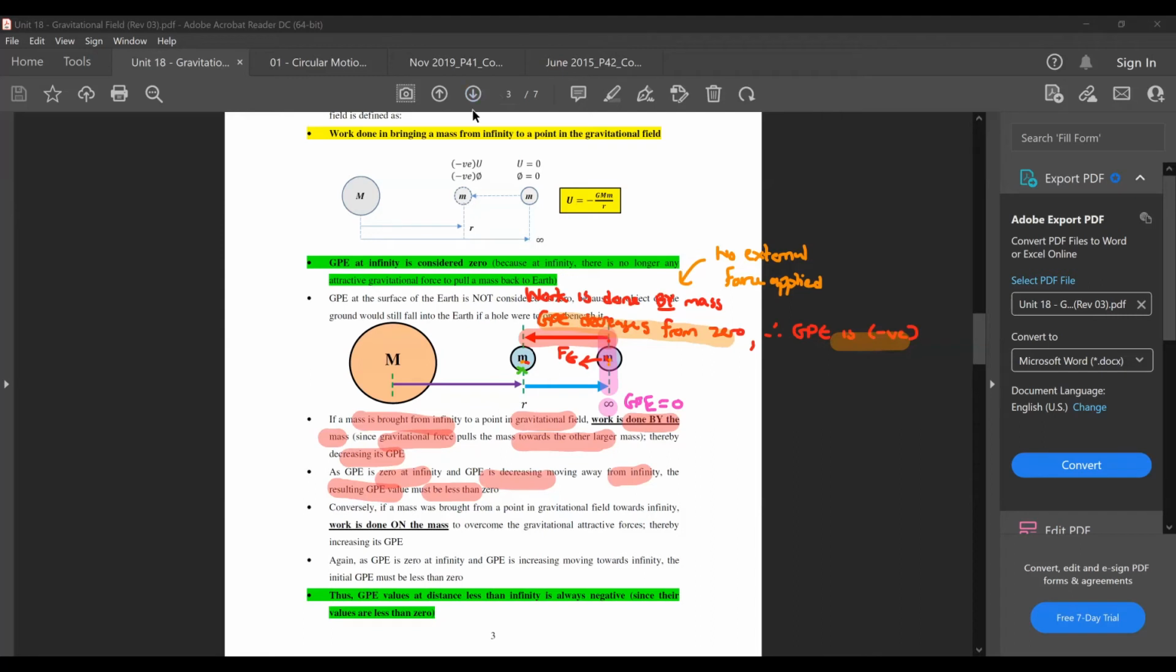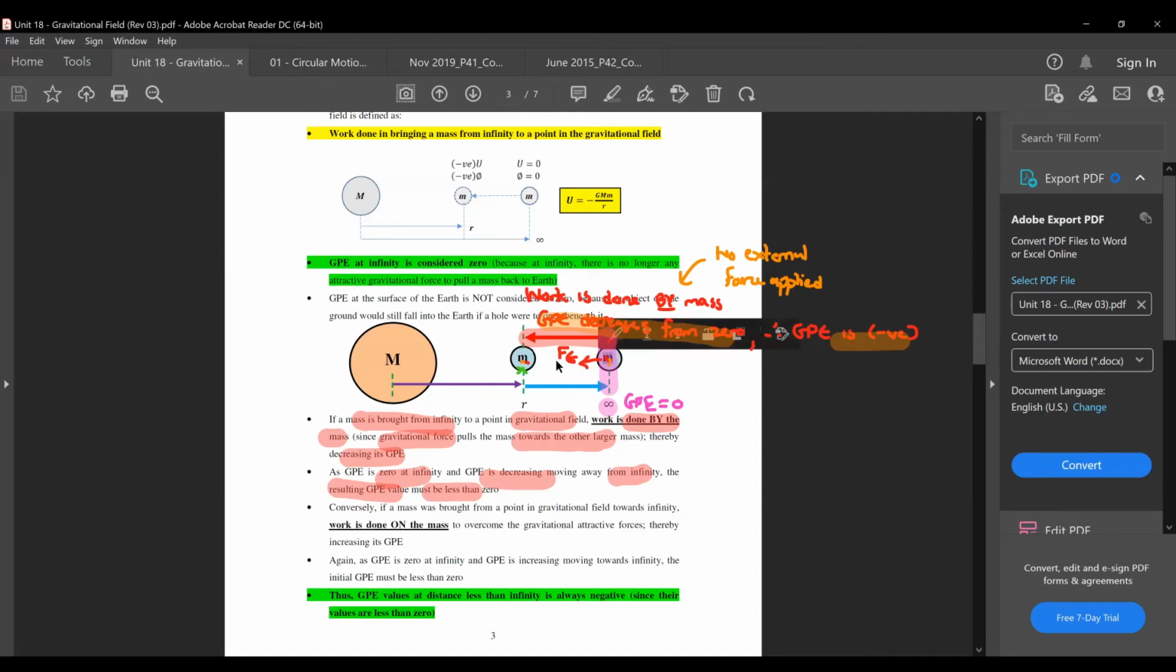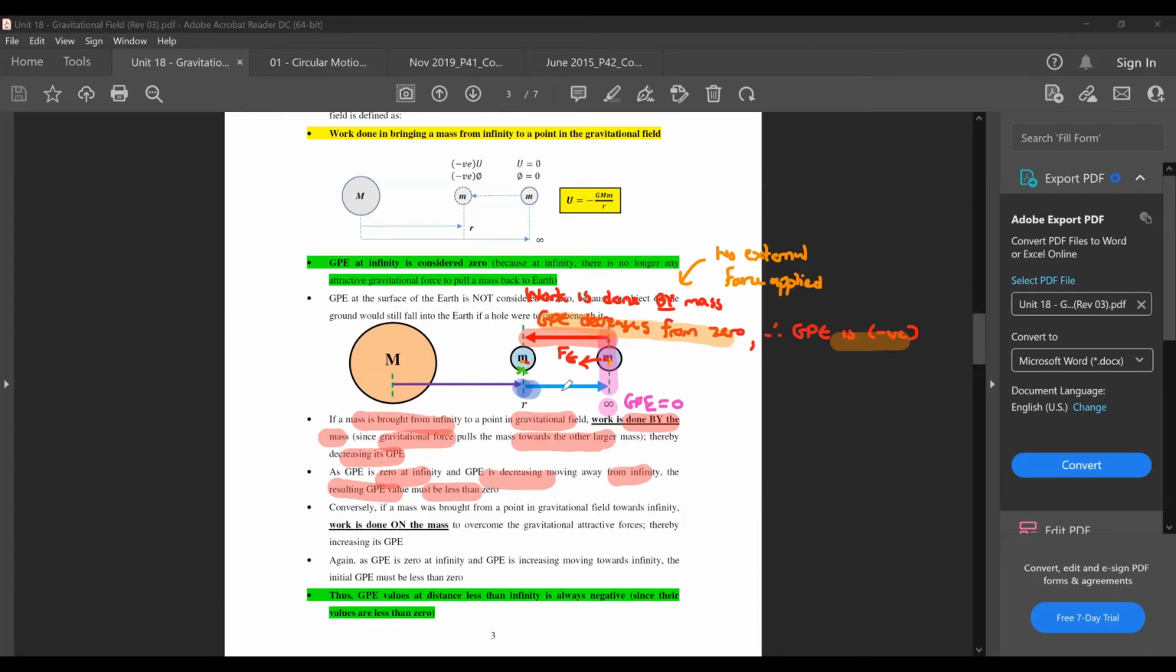Now, you can also think of it the other way around. What if I don't bring a mass from infinity to that point? Instead, I bring the mass from that point all the way to infinity. Would my value still be negative? You will actually get back that same conclusion. But in this case, it's a bit different. Slightly different. You need to modify it.